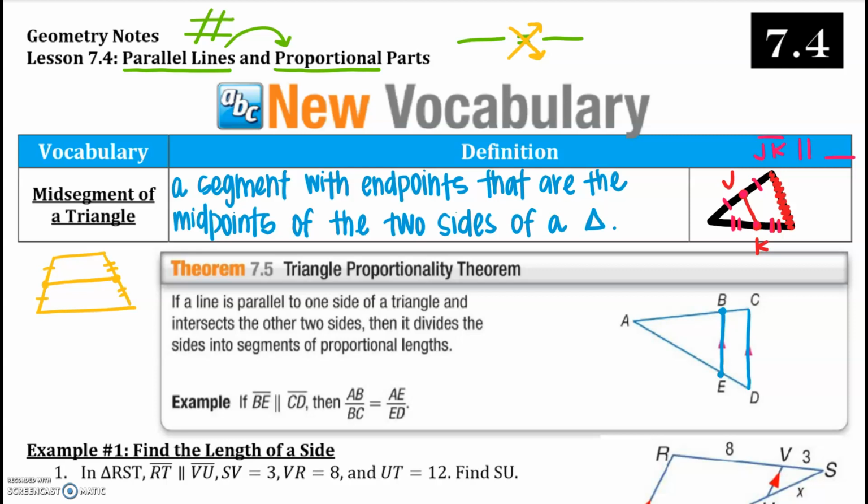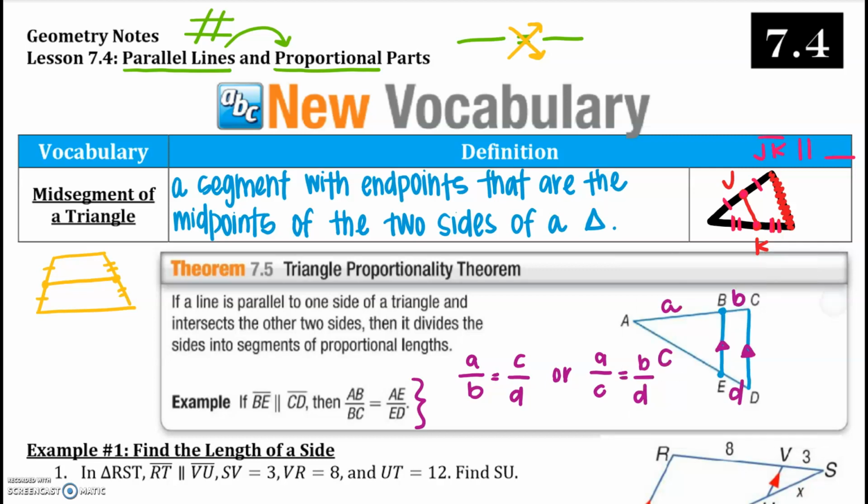So what does that mean? I like to look down here. So I know that these two sides are parallel, so I can then say that AB over BC is equal to AE over ED. So you could say A over B equals C over D. You can also say A over C is equal to B over D, however you like to see that proportion being created. Just stay consistent with it.